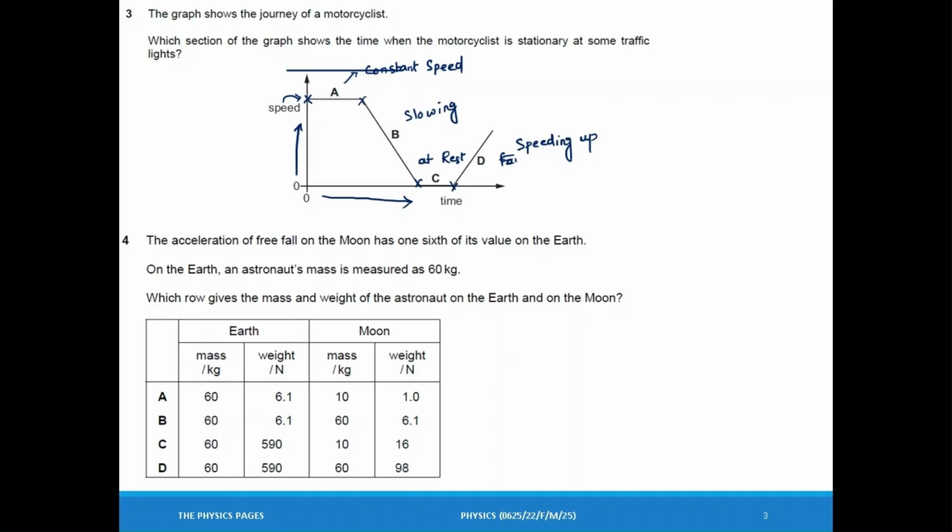So portion C is a point where it is considered as at rest. So I will choose C for this option.